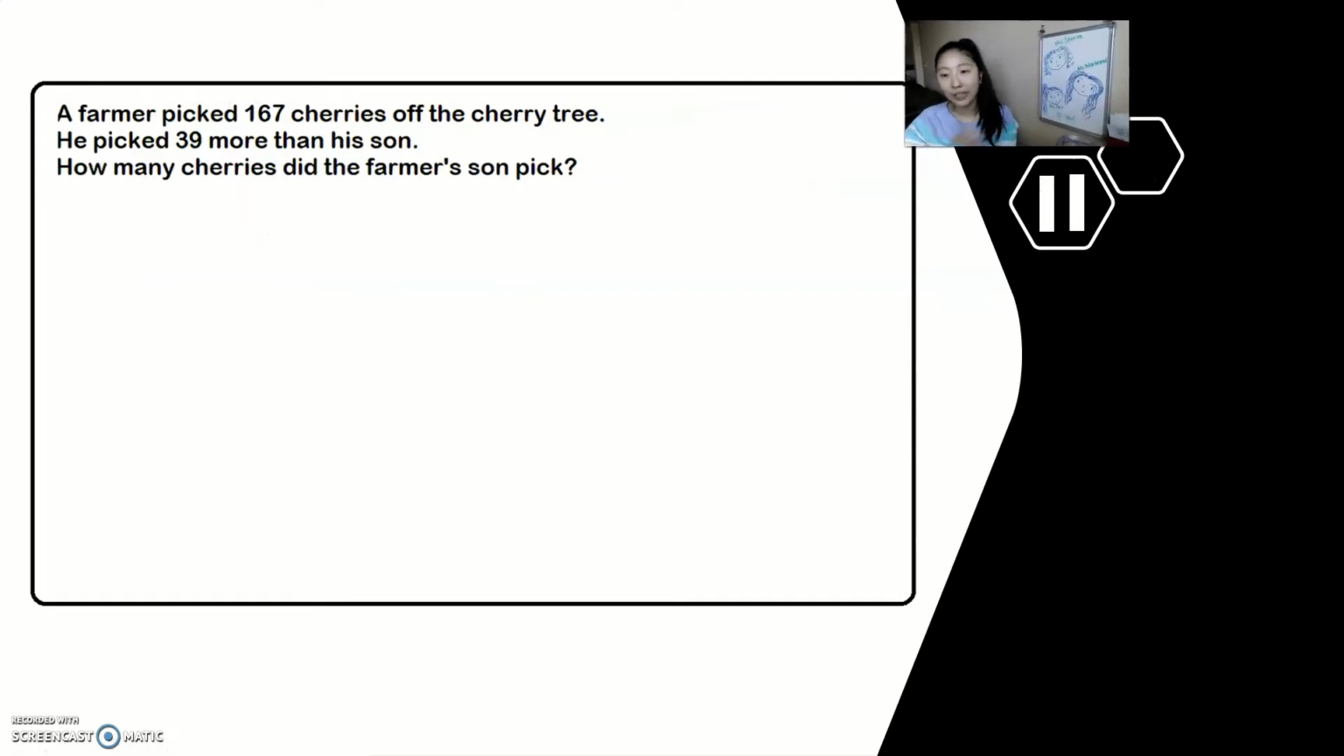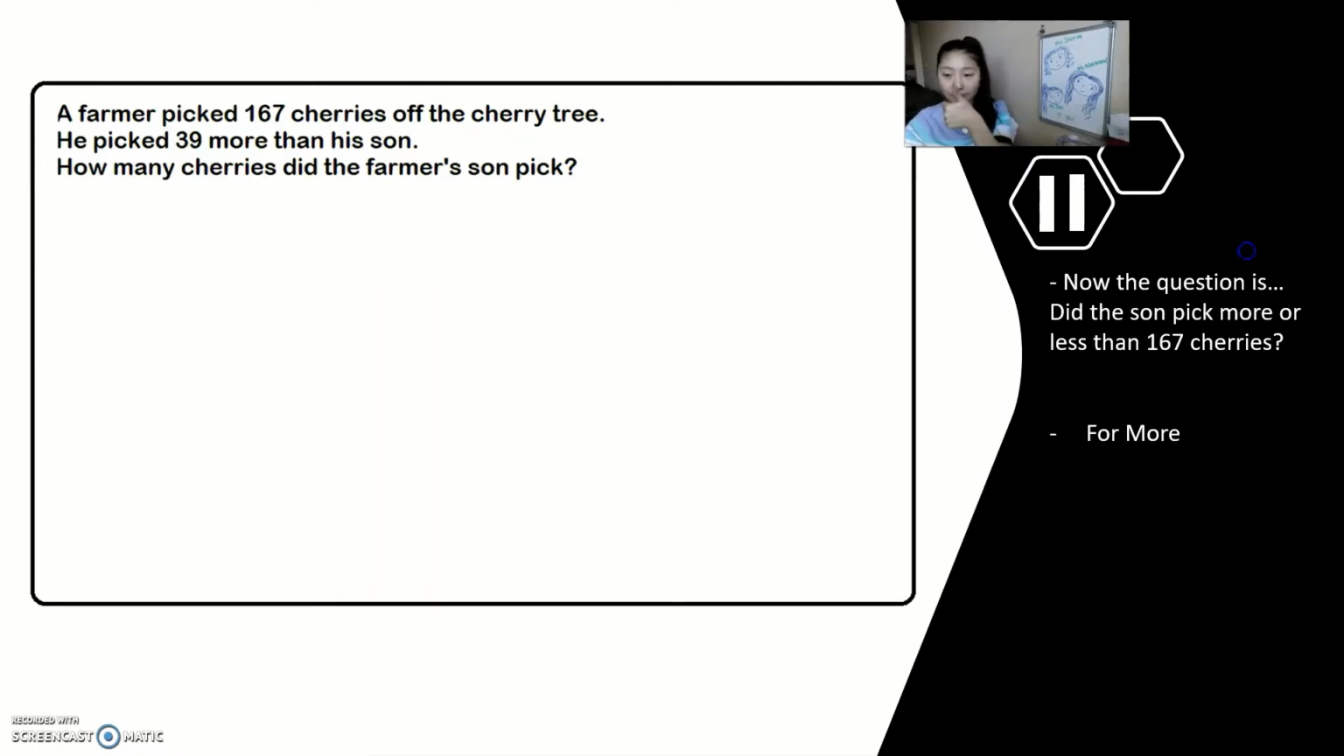Now, this is your more or less than question. So, right now, quickly think, and your problem is, did the son pick more or less than 167 cherries? More is thumbs up, less is thumbs down. And they want to know, did he pick more than 167 or less than 167? And think about it, it's the son. They are talking about the son. So right now I want you to pause the video and tell me why. If you're not sure how to tell me, I want you to try to write it down on that CGI page.